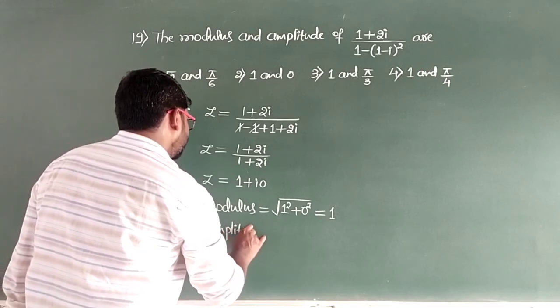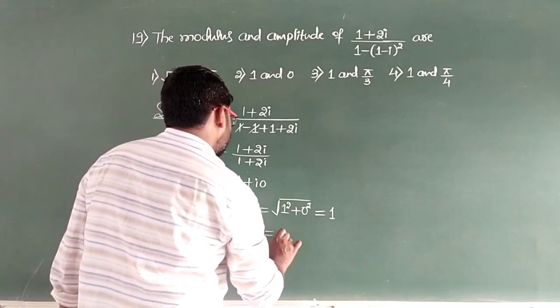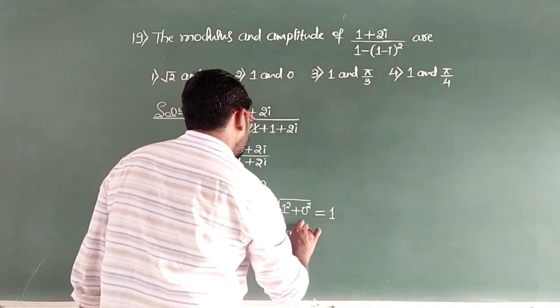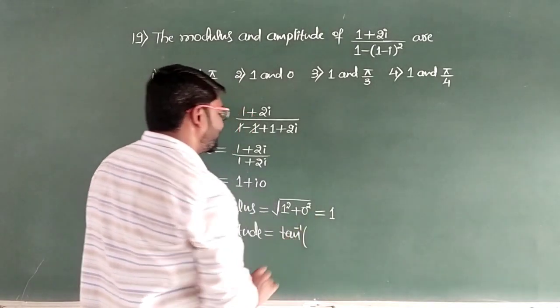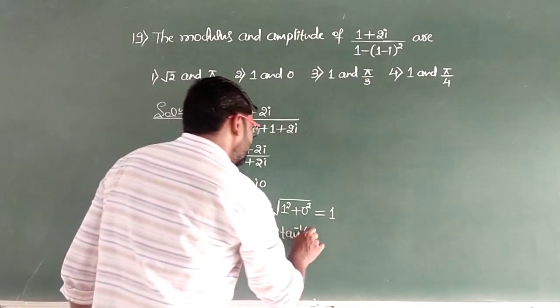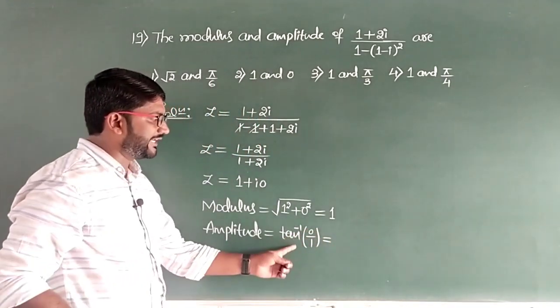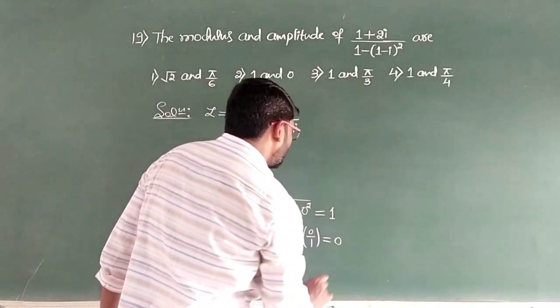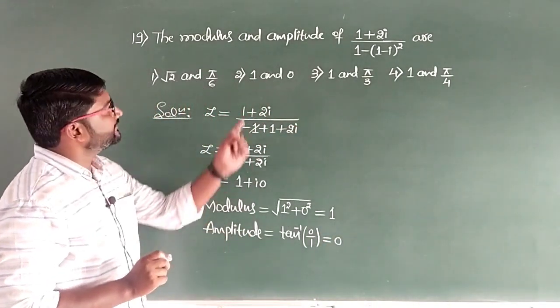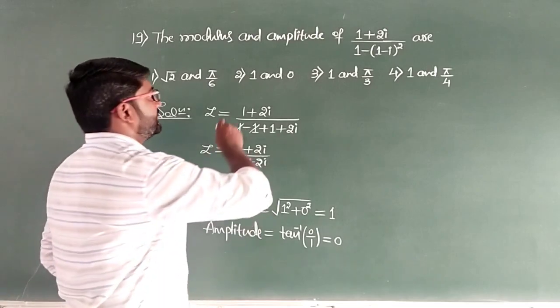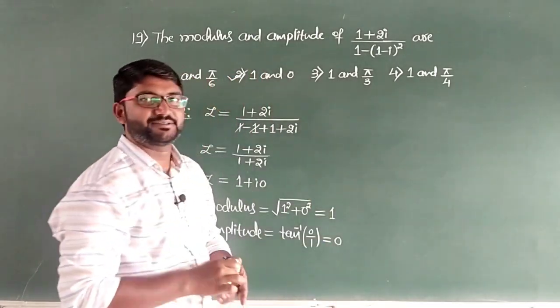Then now amplitude. Amplitude is equal to tan inverse of y by x, that is 0 by 1. 0 by 1 is 0. Tan inverse 0 will be 0. So overall the modulus is 1 and the amplitude is 0. Option 2 is the correct answer.